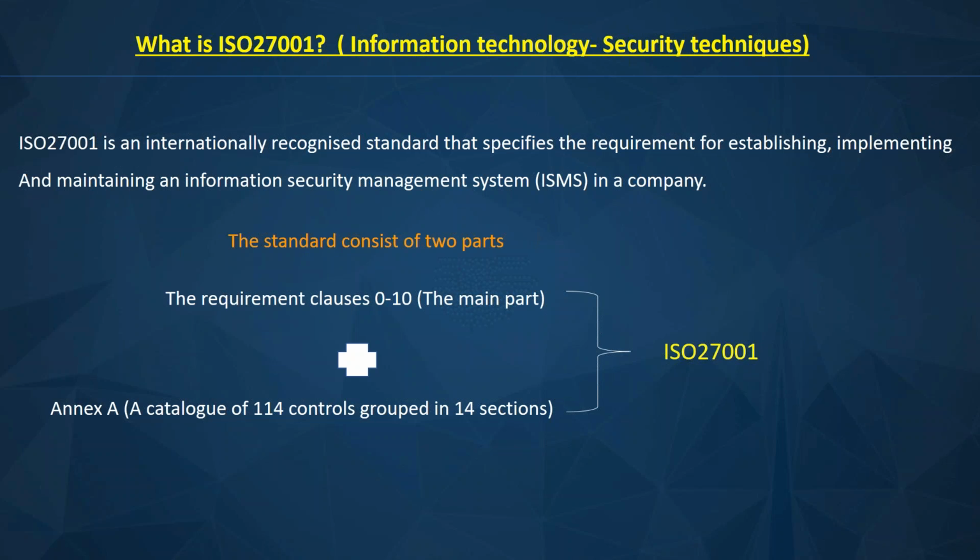It consists of two parts: the clauses, which are the main part, 0 to 10, and then Annex A, which comprises 114 controls. Nobody will expect you to memorize controls. You are not expected to memorize controls. Don't attempt to memorize controls. You don't have to. Wherever you're going to be working, they will give you a copy. You can ask, can I have a copy of your ISO 27001? They will give you a copy.